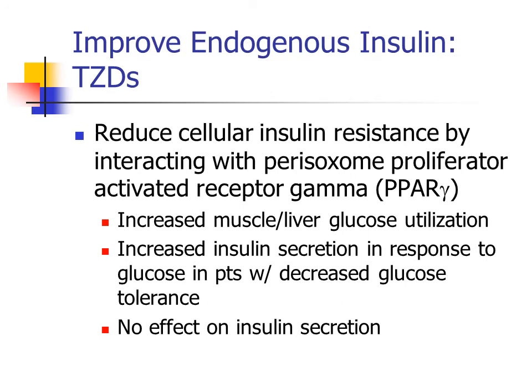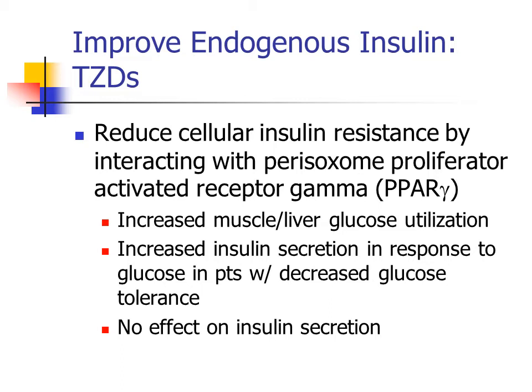Now, these agents have a unique mechanism of action, and they reduce cellular insulin resistance by interacting at the receptor level. And the receptor that they interact on is the peroxisome proliferator-activated receptor gamma, or referred to in the literature and in conversation, because no one wants to say that long name, as PPAR gamma. So you'll hear TZDs and PPAR gamma.